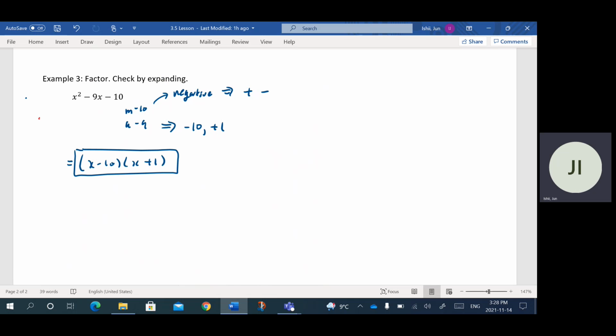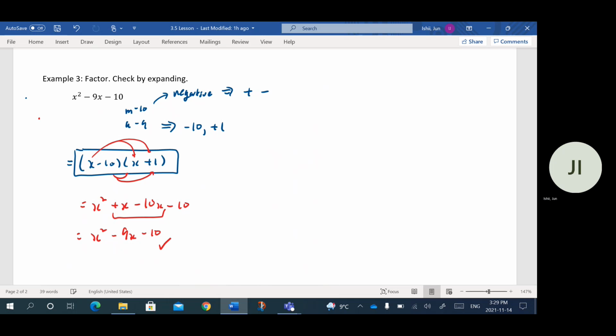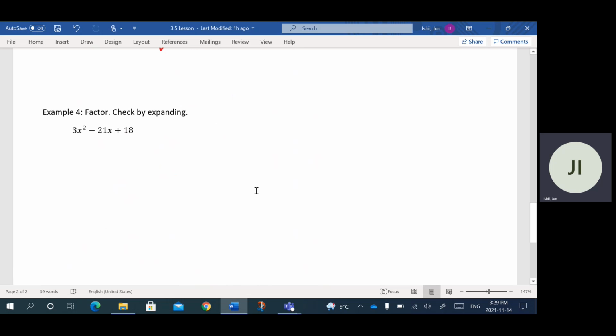Now what I want to do is quickly check it. So again, let's FOIL this out, just to make sure you get the original question again. This is going to equal x squared plus 1 times x, which is just x, minus 10x minus 10. And if I collect my like terms, which are these two middle terms, x minus 10x is negative 9x, plus 10. If I compare it with the original question, you can see that they're exactly the same. Cool.